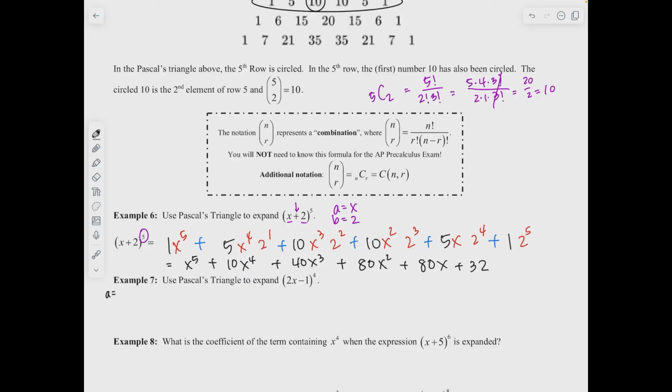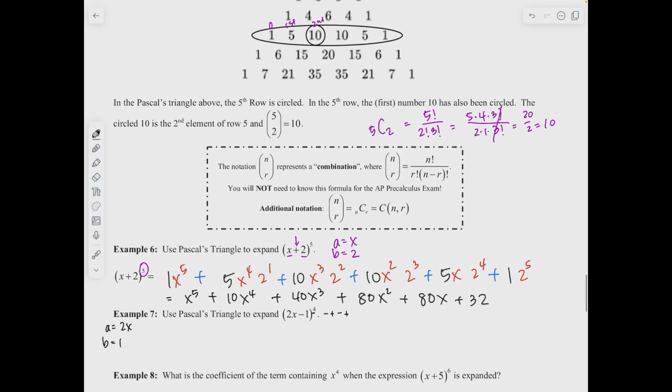So I know my a is 2x, I know my b is 1. Because it's minus, what's going to happen is it's going to alternate. Minus plus, minus plus. Okay, because the exponent is 4, there's going to be 5 terms in the end. So I'm going to start off with row 4. So that tells me 1, 4, 6, 4, 1. That's how I know there's going to be 5 terms.